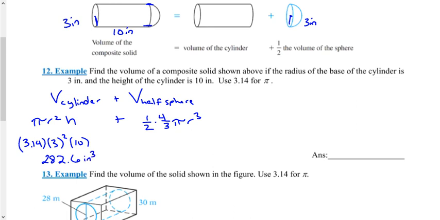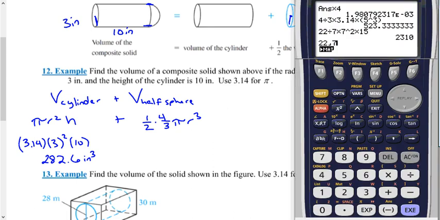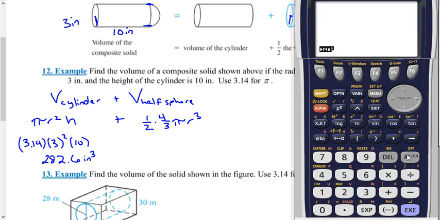Cubic inches. So the cylinder part of it is done. And then for the sphere, if you want to go through and put this in, just 4/3 pi r cubed, and then divide it by 2 at the end, you can absolutely do that. Maybe that's how you want to do it. You can.